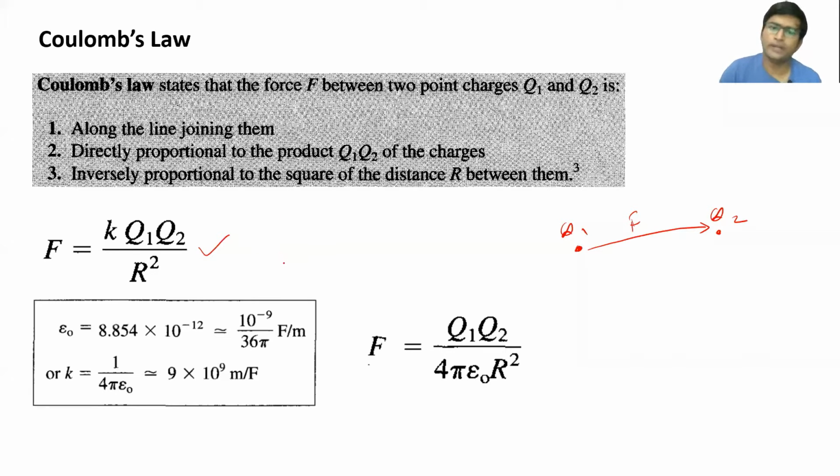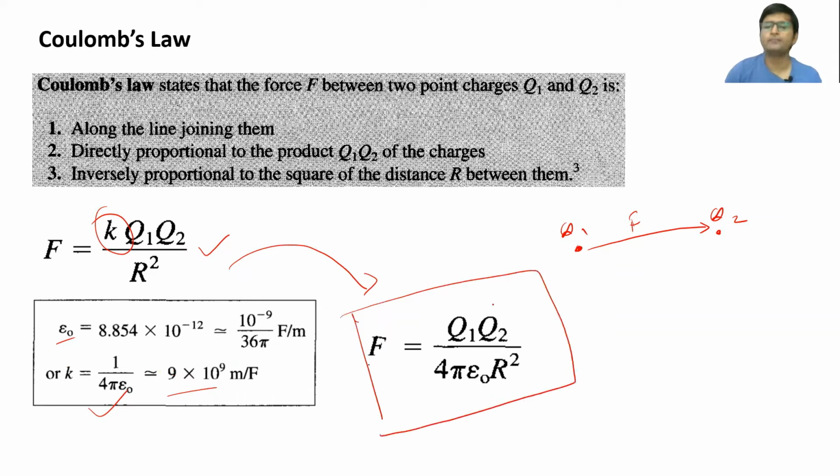Now, if we equate these proportionalities, we will have to include one constant k, and the constant k is given by 1 upon 4 pi epsilon naught, whose value, if you calculate using the value of epsilon naught, you will get 9 into 10 to the power 9 meter per farad. So finally, we can write this formula as this. This is your formula for calculating the force between two charges q1 and q2.